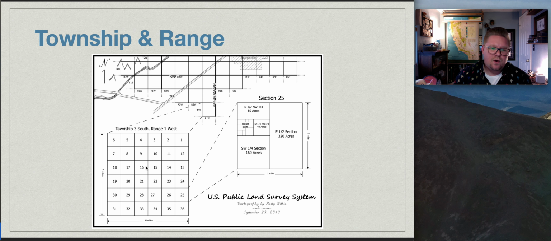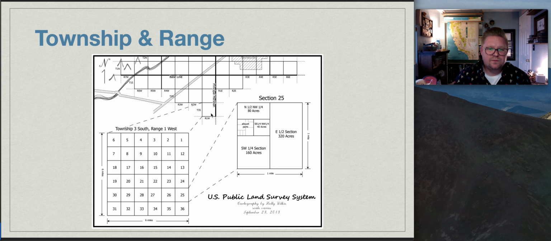So you could say that, oh, I want to live in this section, which is section number 15, which in this case is found in the Range 2W Township 3S. So what does that mean? Well, our ranges are columns, townships are rows.